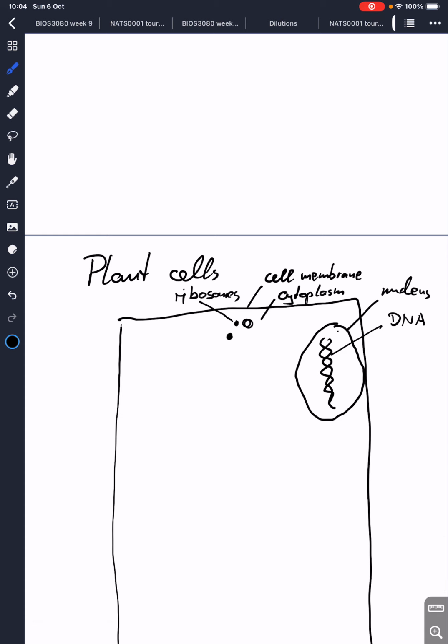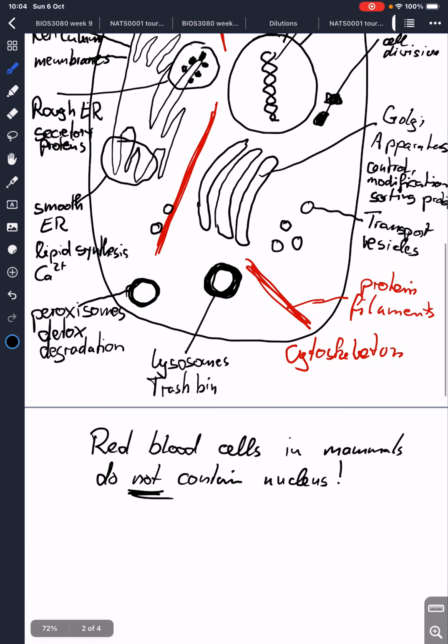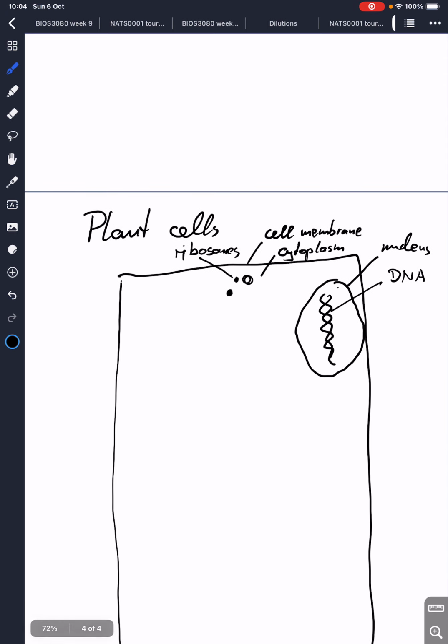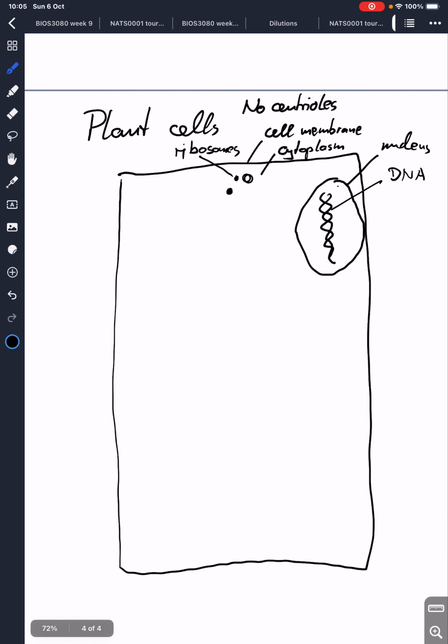So again, this is quite interesting for forensic science. If you want to, for example, check whether some food is purely vegetarian, you check whether the cells contain centrioles. If they do contain centrioles, then they are probably animal cells, whereas plant cells don't have centrioles. Okay, what else do we have in a plant cell?